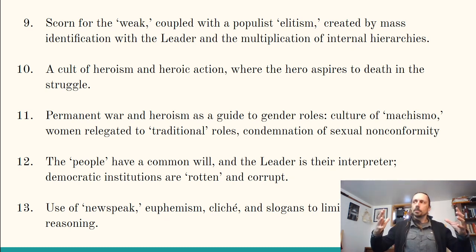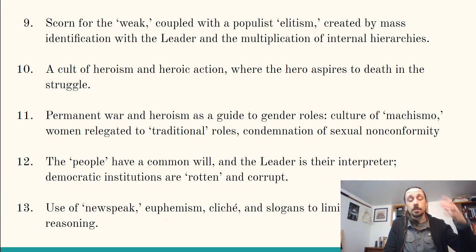The people actually all have a common will. There are no elements within a democracy that are heterogeneous. We shouldn't think of democracy as a conflict between groups that we resolve through democratic institutions. There is just the people. They have a common will, and the leader interprets the will of the people. Democratic institutions are rotten. They're corrupt. They will not get through the will of the people viewed as a unified whole. And of course, a lot of euphemism, cliche, and slogans to limit complex and critical reasoning.